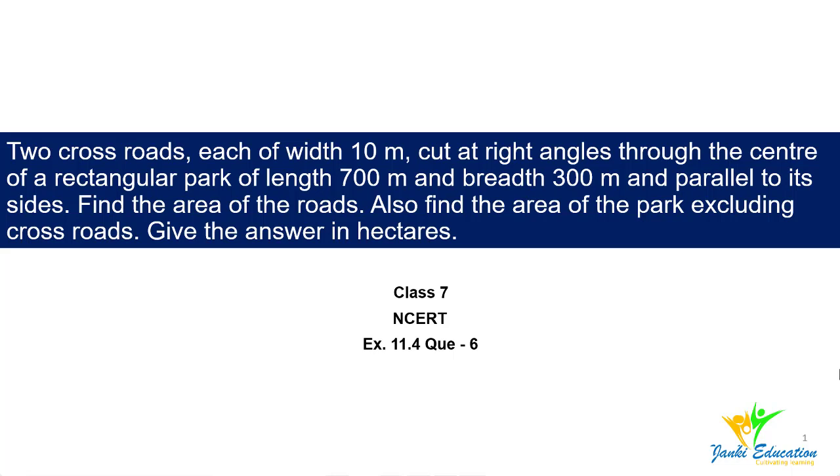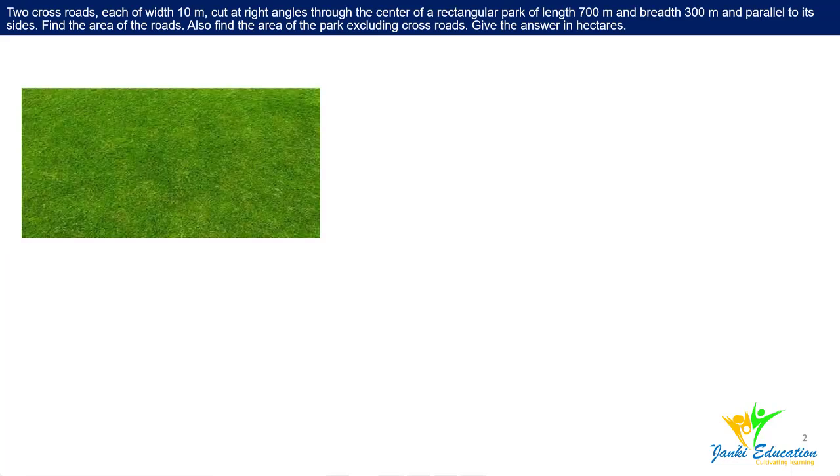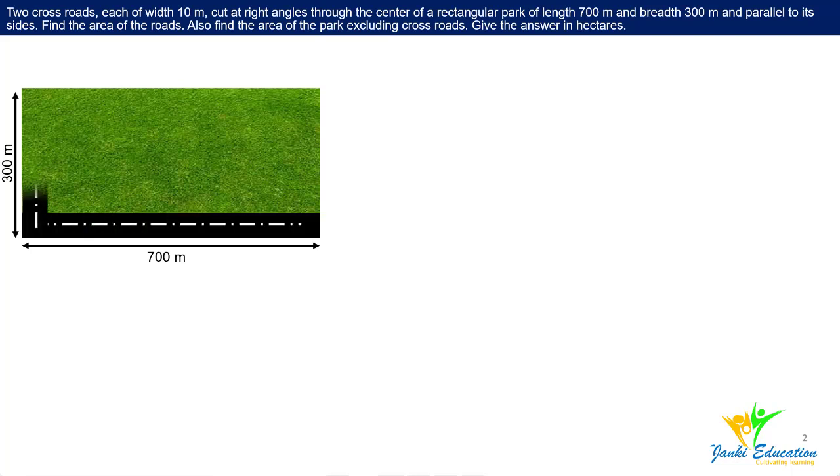Now, as I always keep on telling you, read this question correctly, carefully and completely. Break the question in parts and visualize the question. So let's follow this technique. Here, one rectangular park has been given to us where the length is 700 meter and breadth is 300 meter. Now, parallel road has been constructed to its sides, so something like this.